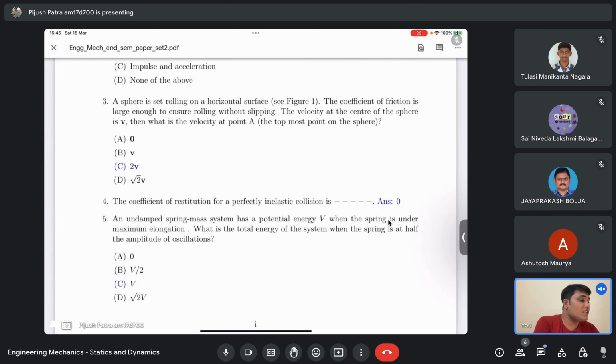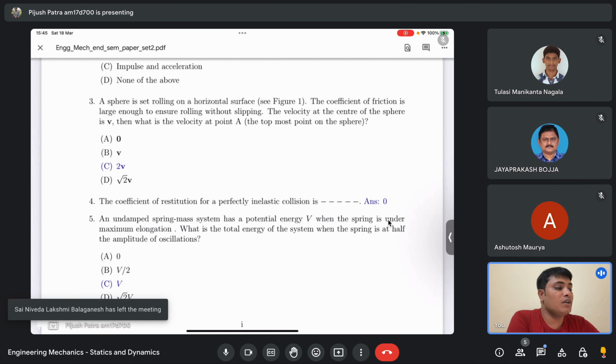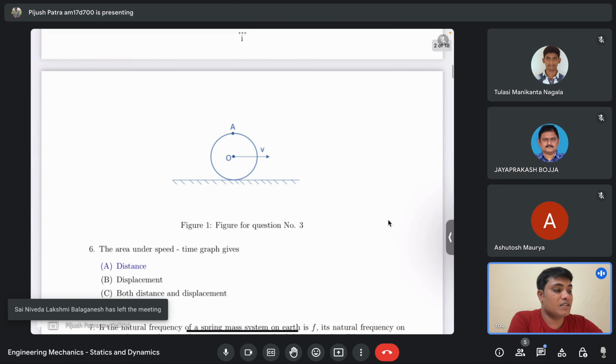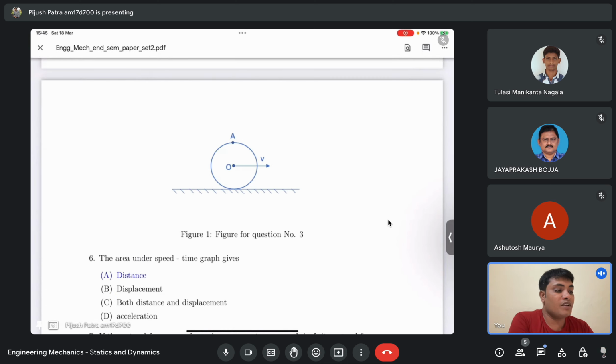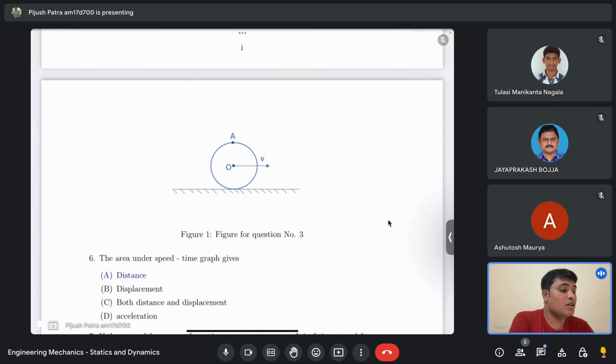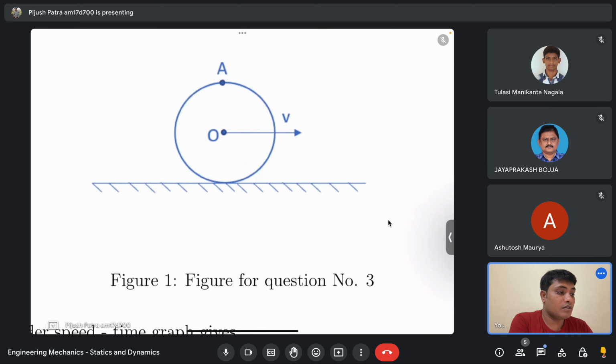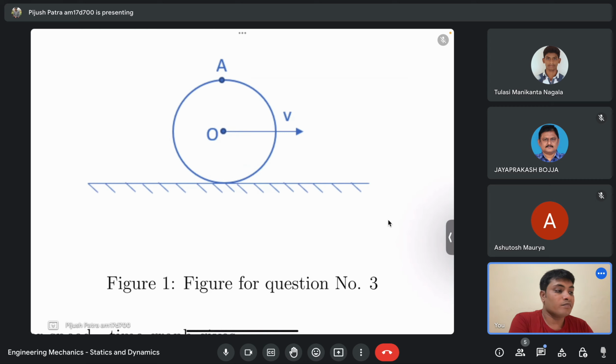It says that the velocity of the center of the sphere is v. Then what is the velocity of point A, the topmost point on the sphere? Can someone tell? The velocity of the center of the sphere is v. It asks what is the velocity of the point of contact? 0, sir. 0, right? Because if the velocity is 0, what friction coefficient will you apply?